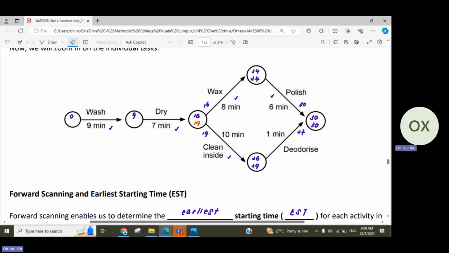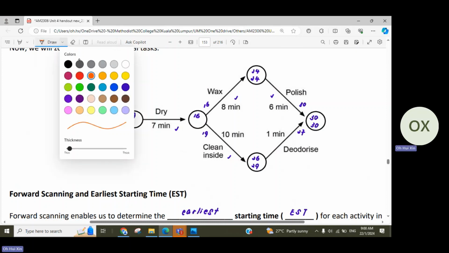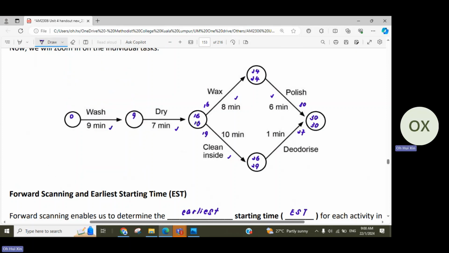So the idea is that if you put the later time, you won't be able to finish the earlier activities you need within the completion time. That's why when you are doing your backward scanning, you go for the smaller number. If the latest starting time is this, then you know that waxing and polishing can end on time. And for this one, 16 plus 10 plus 1 is still less than 31. But you need to remember that this is 16 only for this checkpoint, because you need to consider both.